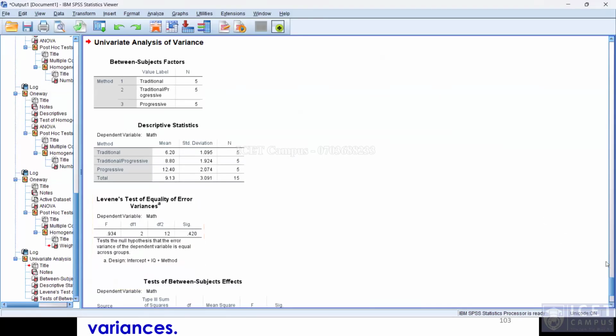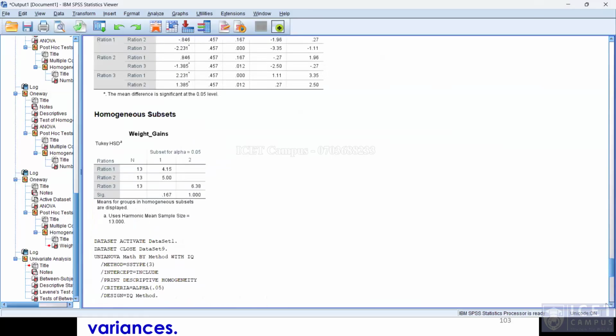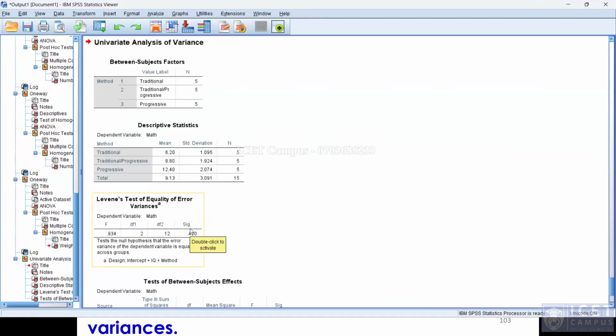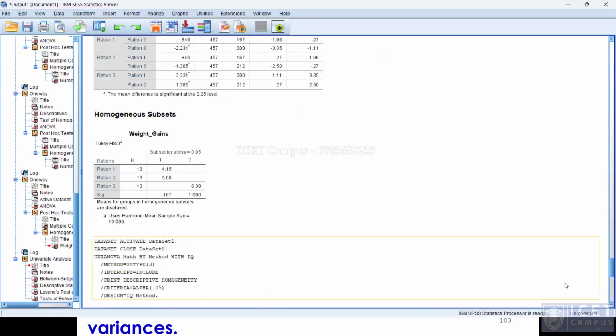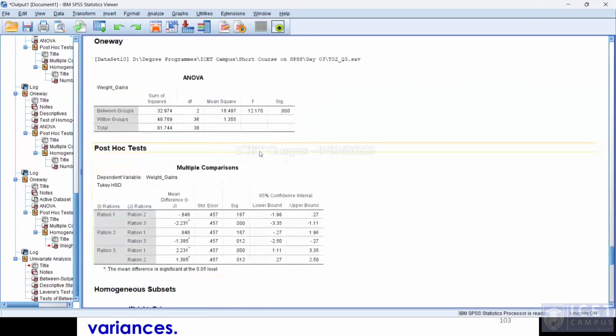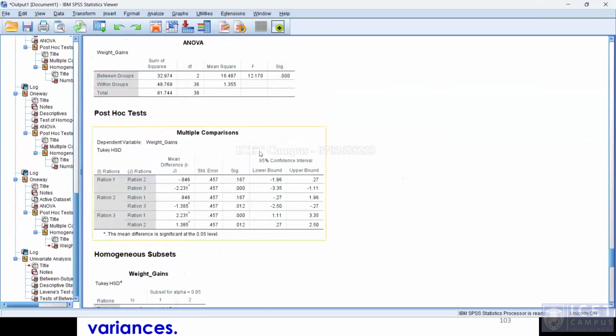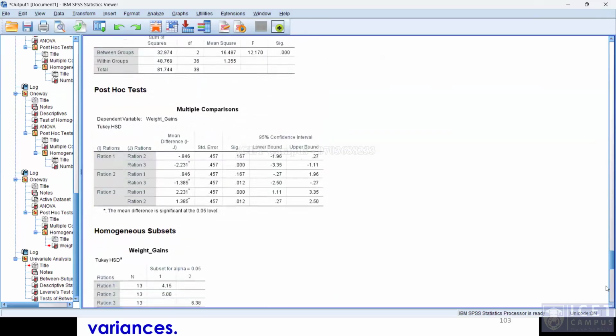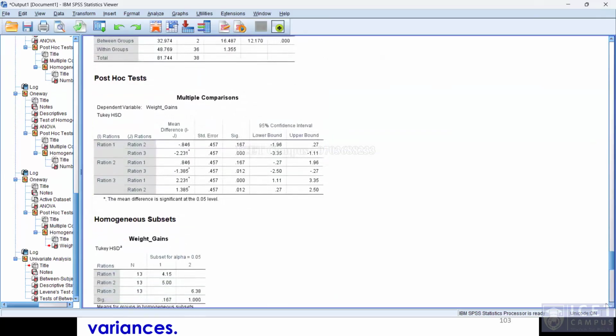Levene's test of equality of error variances. So you can see the significance value is greater than 0.05. Therefore, you can see there is no difference here. And then we can go for the post-hoc test for the mean comparison.